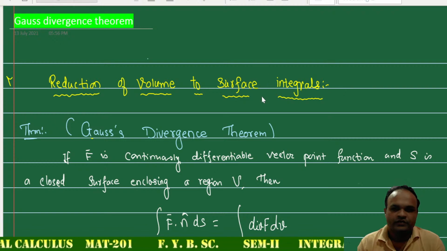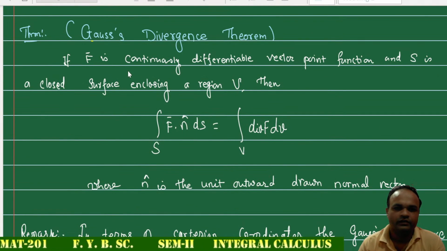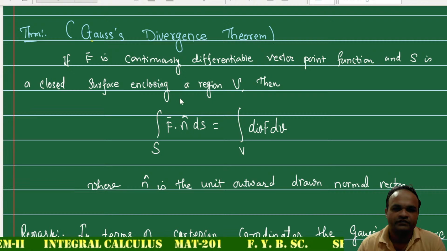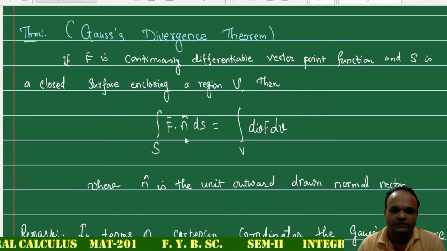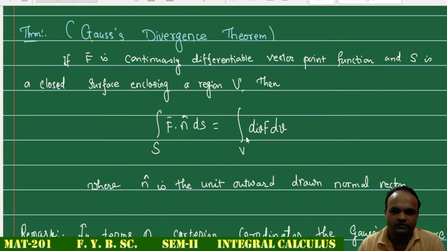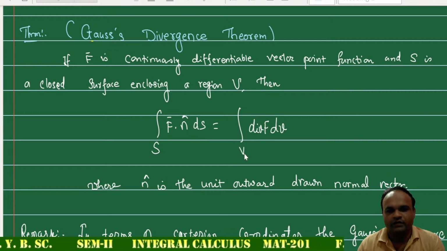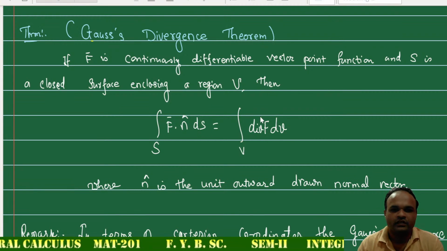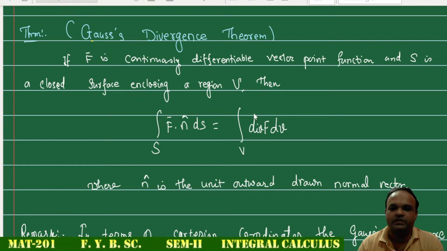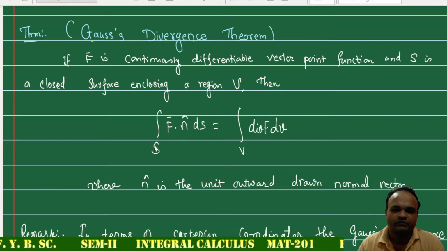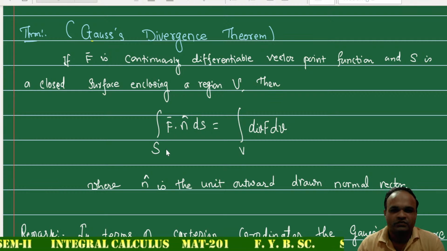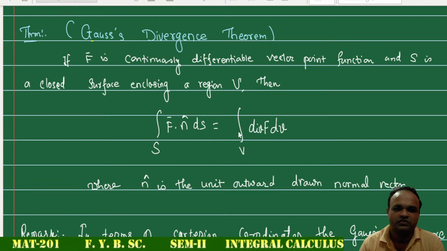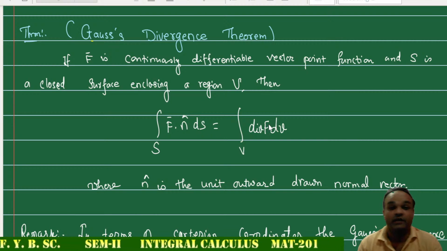The statement of the Gauss divergence theorem is that if f is a continuously differentiable vector point function and S is a closed surface enclosing a region V, then the surface integral of f bar dot n cap dS is equal to the volume integral over region V of divergence of f dV. Here n cap is the unit outward drawn normal vector. So the Gauss divergence theorem gives us a transformation of surface integral to volume integral, and the volume integral is given in terms of divergence of f, and therefore this theorem is called the divergence theorem, the Gauss divergence theorem.